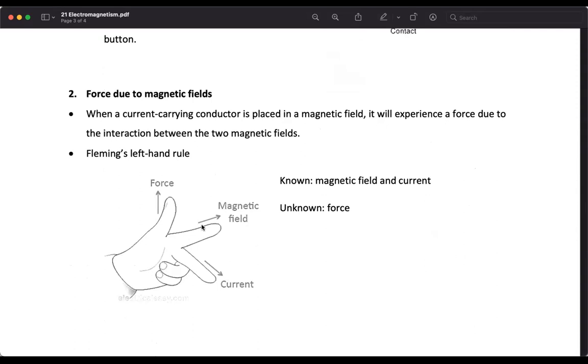And to determine the direction of the force, you use the left-hand rule, not the right-hand rule. That's the second big concept you all must know. Are you all clear about this? I'm just wrapping up the whole topic for you all.